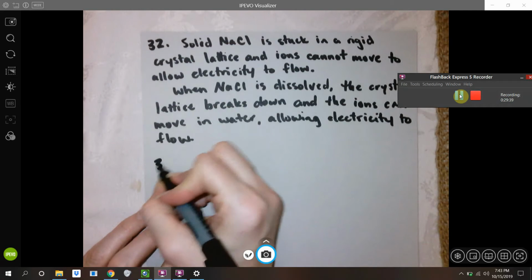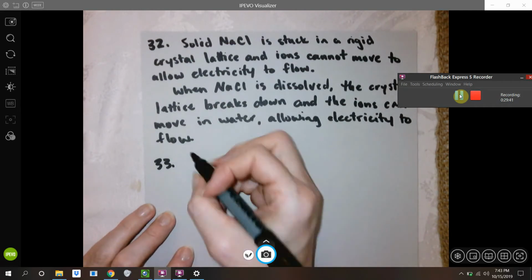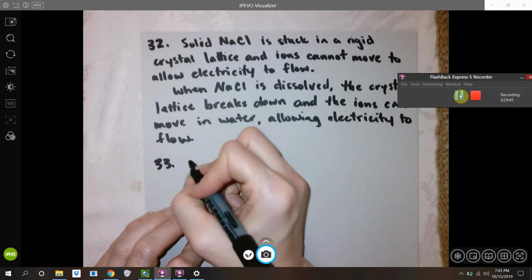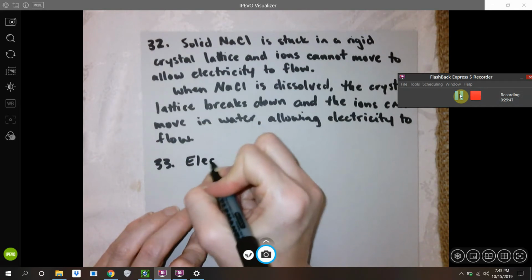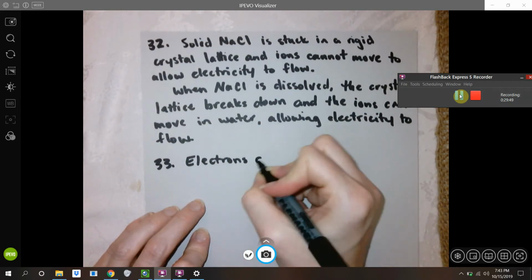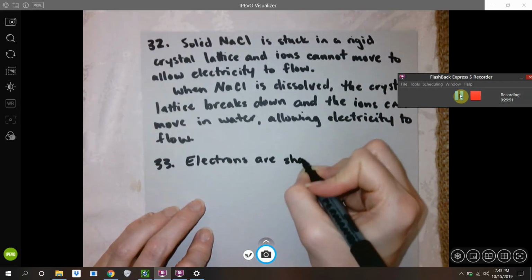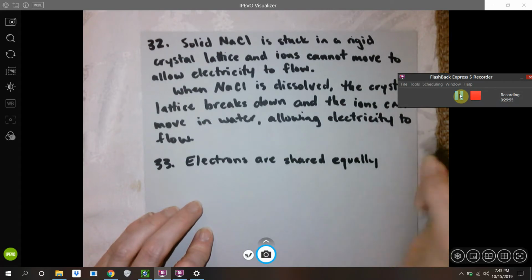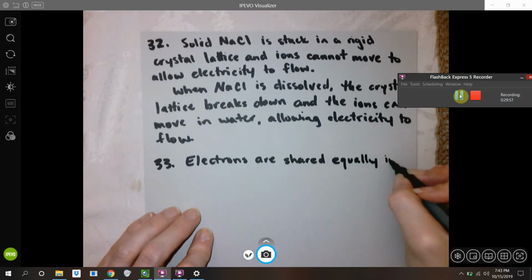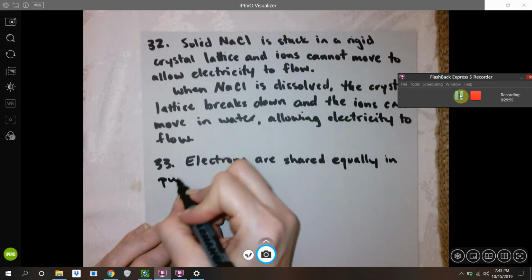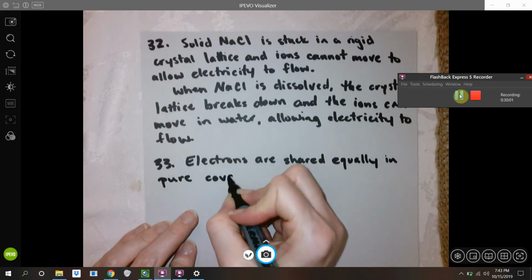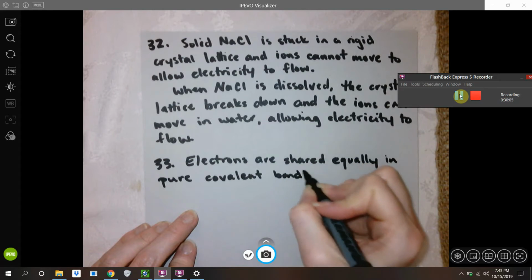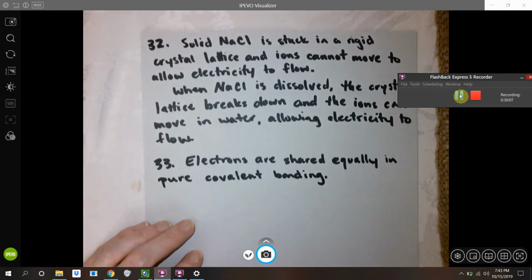Number 33. So it asks, what happens in pure covalent bonding? Electrons are shared equally in pure covalent bonding. I think that's all you need there.